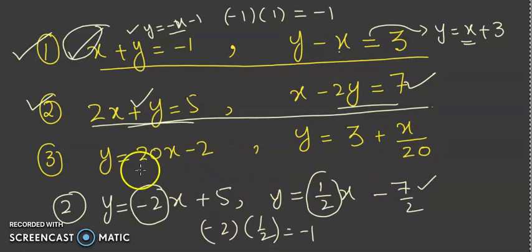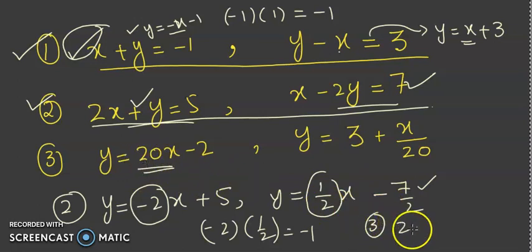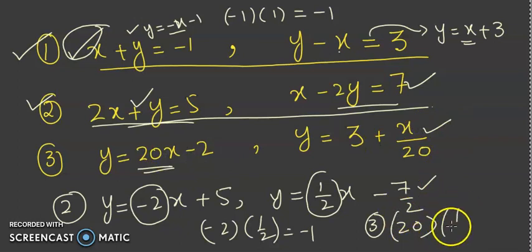So what about these two lines? The slope of this is 20, and the slope of this is going to be 1 over 20. So 20 into 1 over 20 is 1. It's not minus 1. So these two lines are not perpendicular, but the above two pairs of lines are perpendicular to each other. Let's do some more about perpendicular lines.